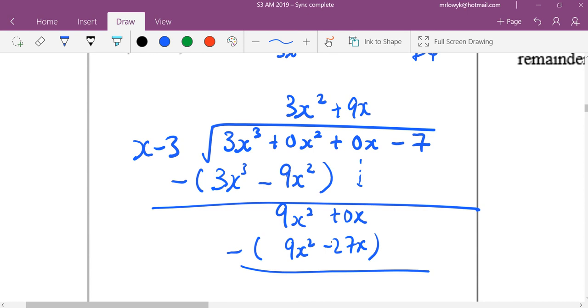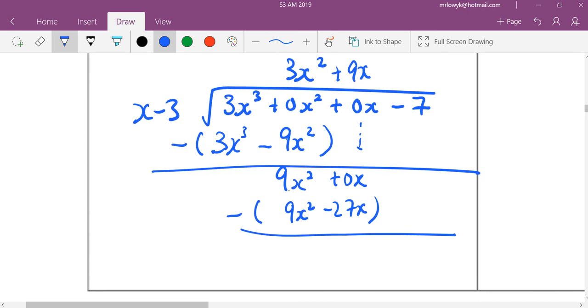Mingyuan, can you help me again? 9x squared minus 9x squared is 0. 0 minus minus 27? Wrong. See? Refuse to use calculator. Many of you got this disease.